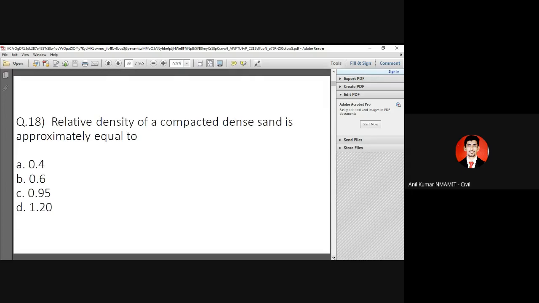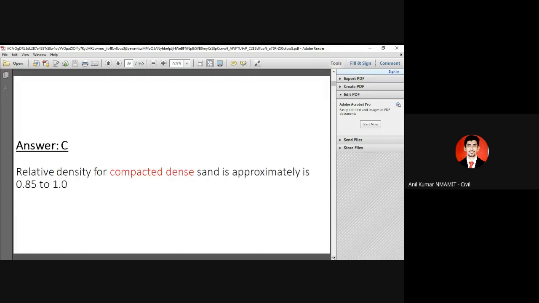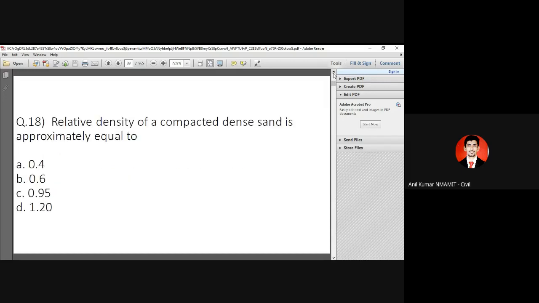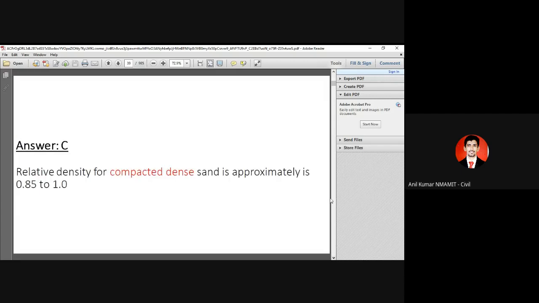Next question. Problem: relative density of a compacted sand is approximately equal to. Yes, he has given you some answer, I don't know. Okay, maybe it is not easy for you to solve this. I'll just solve this. The relative density of a compacted dense sand is approximately, I have told you, it is more than 85%. So the answer, there was some error in this problem. 85 to 1, answer he has given as C.